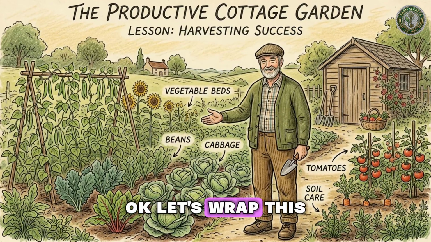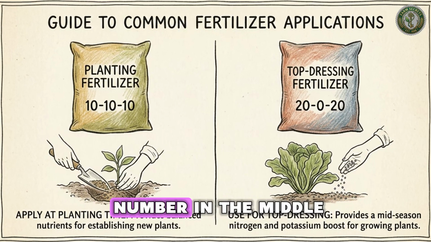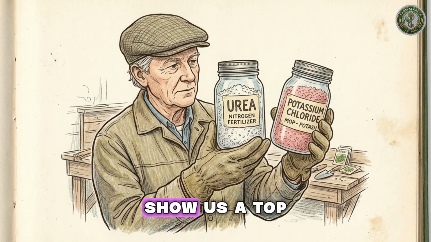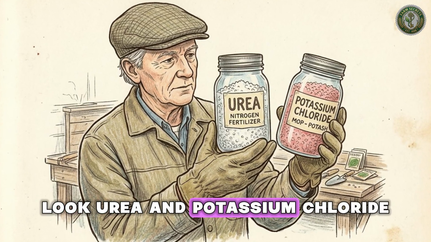Okay? Let's wrap this up, folks. So today you learned, planting fertilizer has a number in the middle. Top dressing fertilizer has no number in the middle. Isnail, show us a top dressing fertilizer here. Guys, look, urea and potassium chloride.